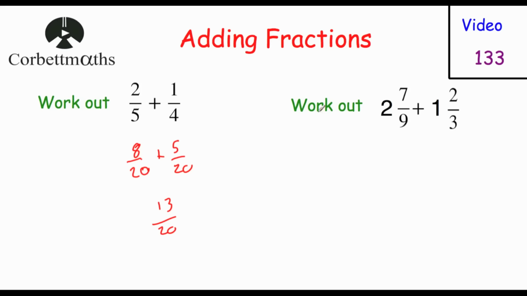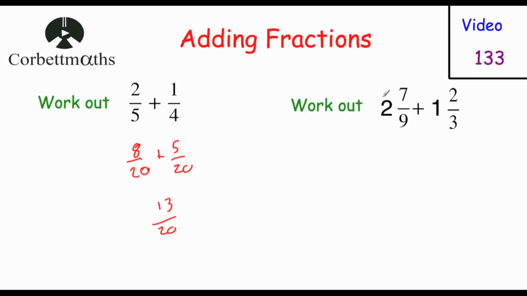Okay, let's have a look at our next question. So our next question is to work out 2 7/9 plus 1 2/3. So here we've got some mixed numbers, where you've got a whole number and a fraction. So for instance, 4.5. And we're going to be dealing with these mixed numbers. And whenever we're dealing with mixed numbers, whenever we're adding or subtracting or multiplying, dividing fractions, it can be very useful to turn them into top-heavy fractions. And that's where we write them as a fraction with a larger number on the numerator than on the denominator.